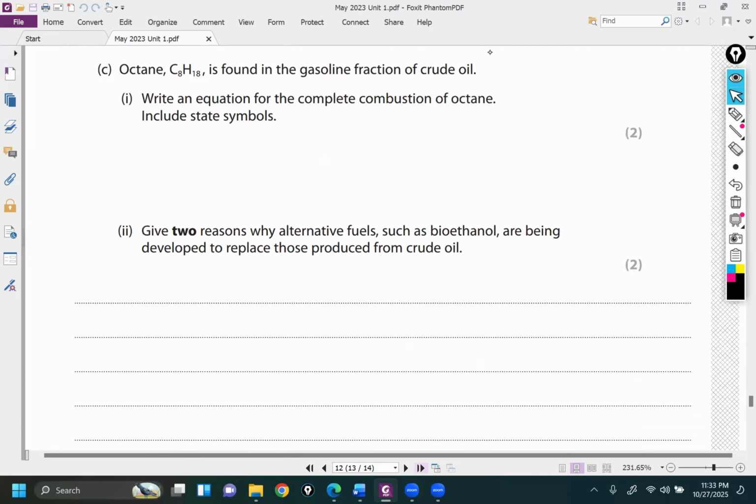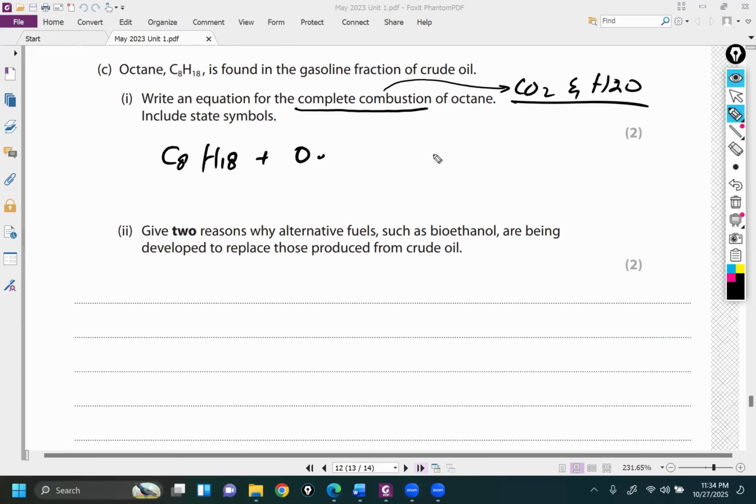Part C, octane is found in the gasoline fraction of the crude oil. Write an equation for the complete combustion. Now, this is given complete combustion of octane. Complete combustion when oxygen is in excess, but that is not that much important. Complete combustion always produce carbon dioxide and water. This every student must know, what are the products of complete combustion? So look at here, octane C8H18 and in the excess of oxygen. And the product will be carbon dioxide and water.